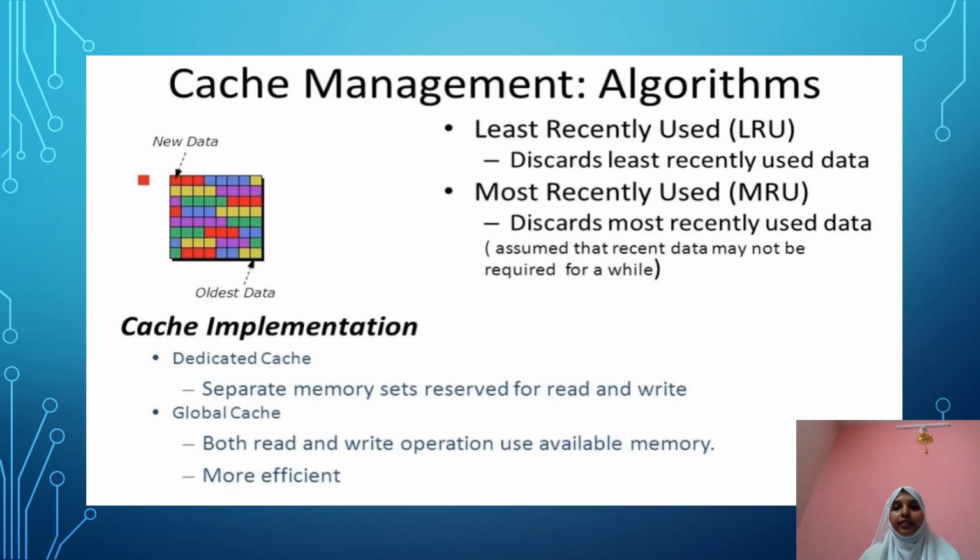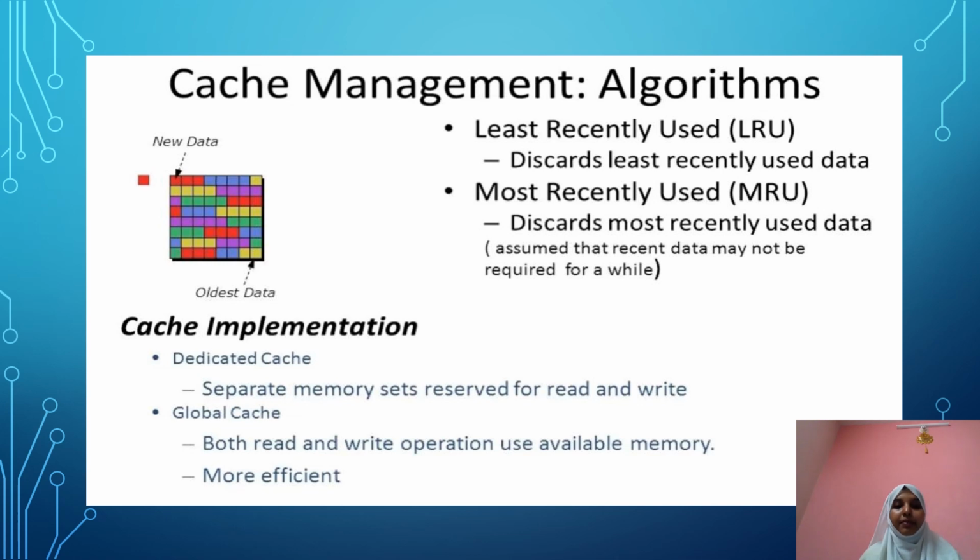The least recently used algorithm discards the least recently used data, whereas in MRU, there is a discard of the most recently used data. Assume that the recent data may not be required for a while.